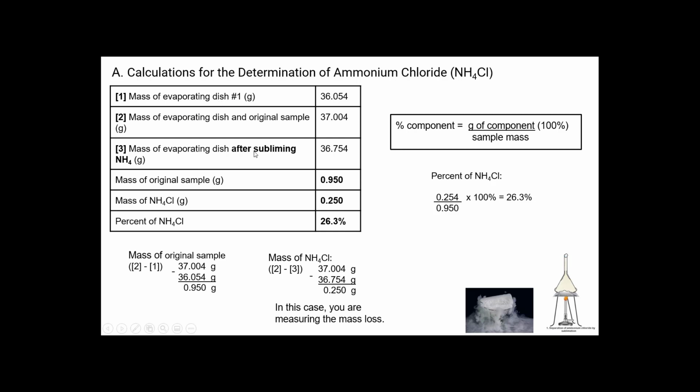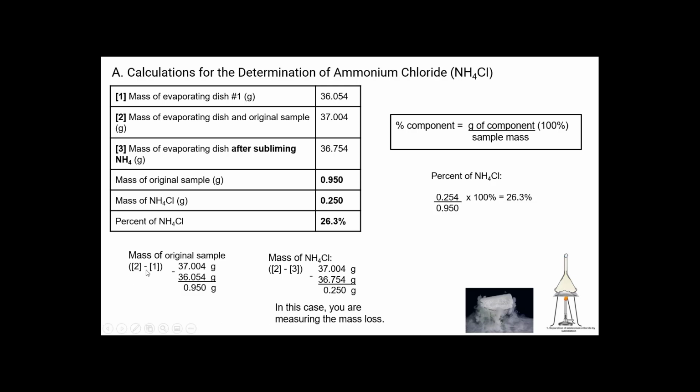You have 2 and 3, which are very different. You have mass of evaporating dish and original sample. So if you subtract these 2, it'll give you the amount of your sample, which is right here. Number 3 is mass of evaporating dish after subliming. That means that after ammonium chloride has been removed, it's gone. It's no longer in the sample mixture. So you need to know what the difference is that has left. What has left your mixture is actually the mass of ammonium chloride.